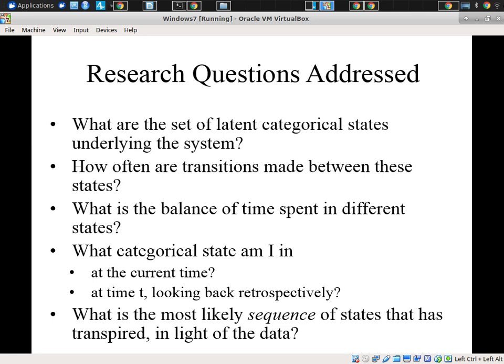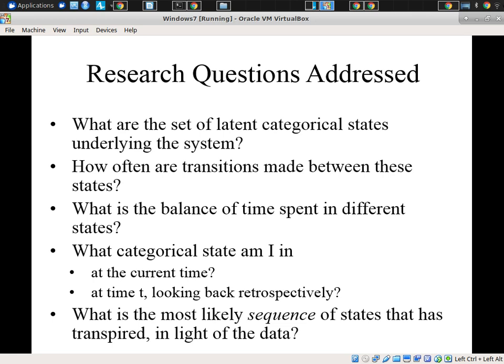Research questions that can be addressed by this sort of method are placed here, and they include what categorical state am I in at the current time, or at time t, looking back retrospectively or taking into account all the data. What is the most likely sequence of states that I've gone through? If you look at my data for the course of the study, a 90-day study, what was the most likely sequence of states that I was in over time? The single most likely sequence.